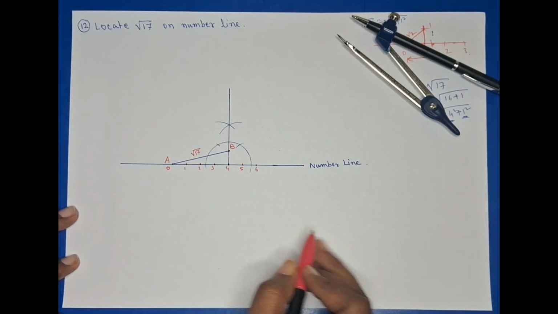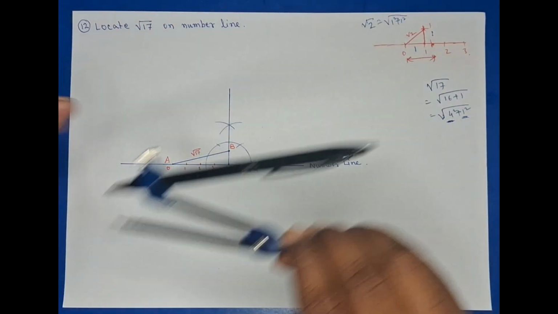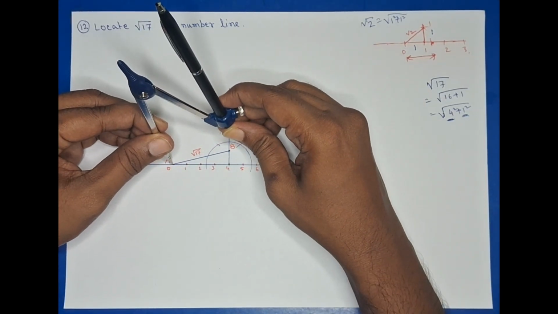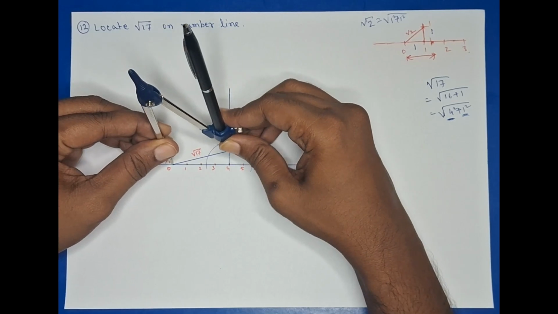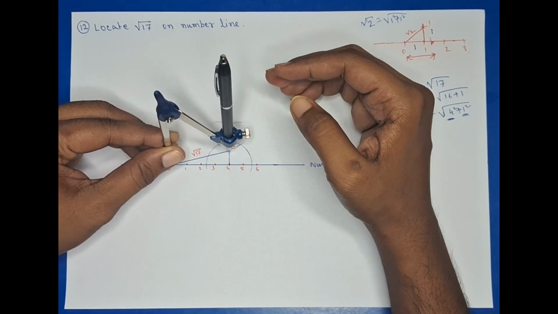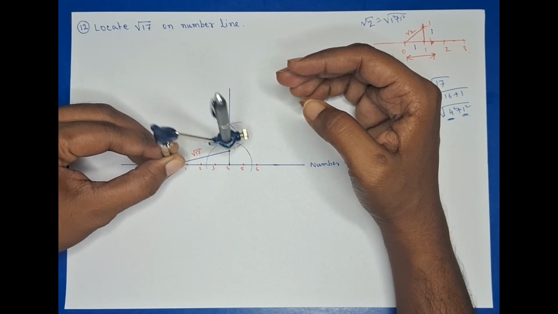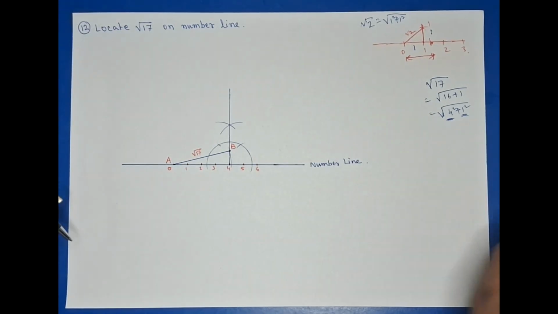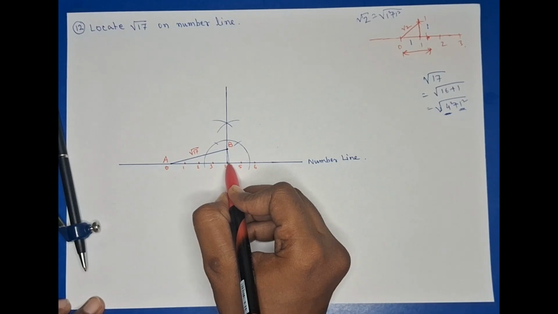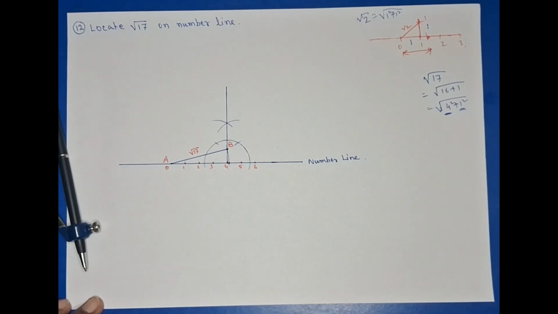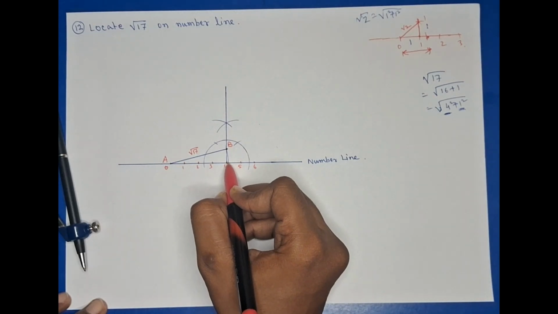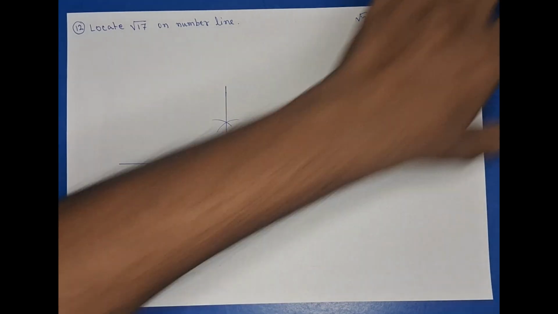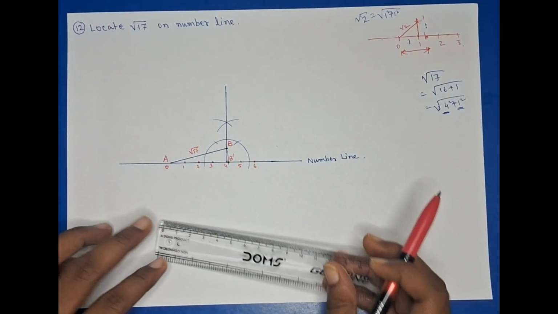And how do we represent it on the number line? We have to take AB as radius and A as center and draw an arc. AB as radius and A as center and drawing an arc. And let's see where it touches the number line. It touches somewhere here, very close to 4. Let us mark it as B dash.